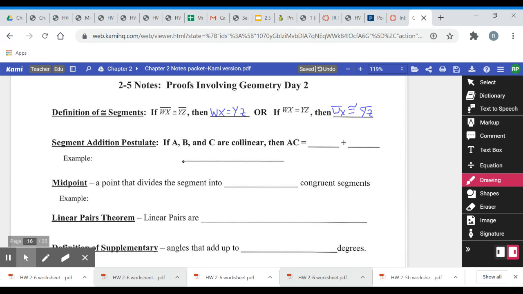You cannot work out algebra with a congruent sign. You have to have an equal sign. So if the proof starts off in congruent symbols, you have to turn it into an equal sign before you can do algebra. It's kind of a key thing.